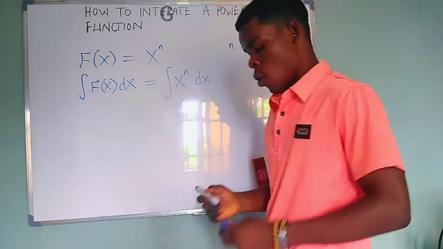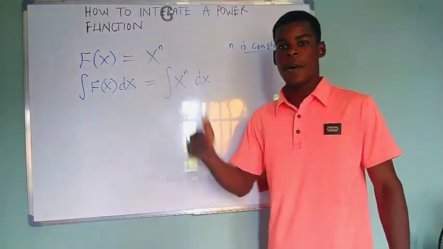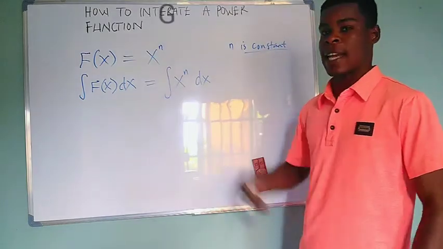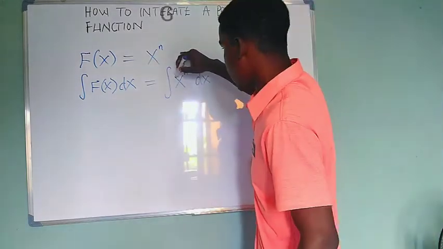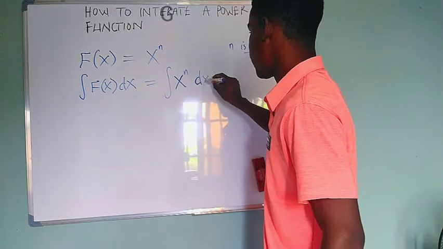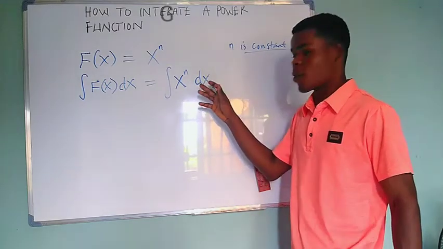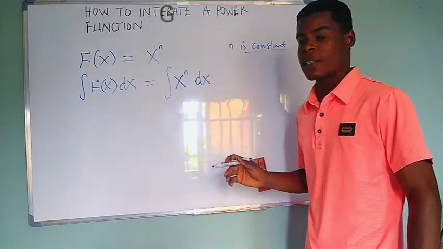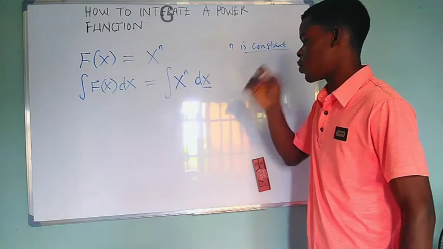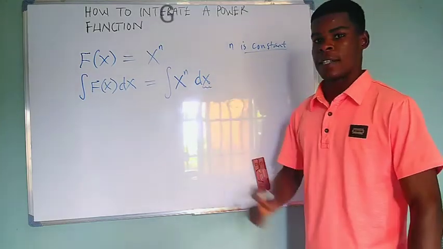When you want to integrate x to any power n, we can write it like this. You put down the variable of integration as dx. This is the one you want to integrate. This dx shows you the variable in the function you want to integrate.